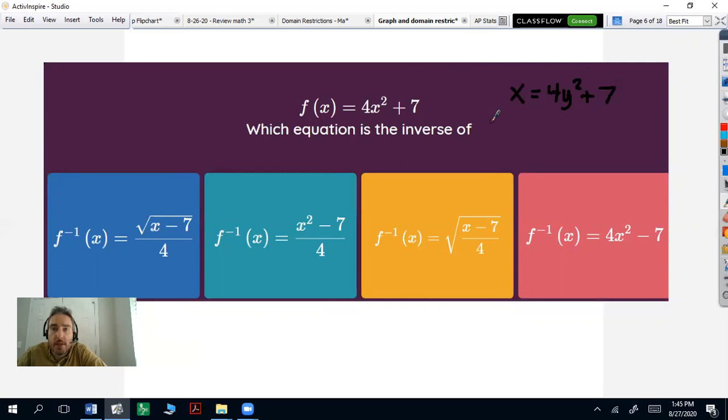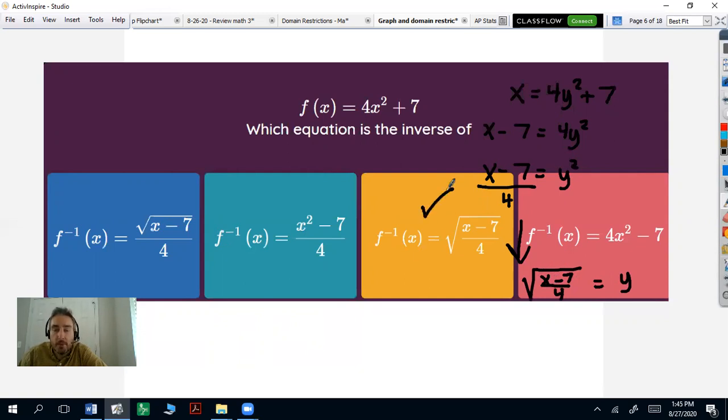So we want to subtract 7 from both sides. So get rid of it over here, make it minus on this side. Then we want to divide by the coefficient in front of the y squared. So that's going to take this 4 off and put it under the x minus 7. When you're finishing that up, you're going to take the square root of both sides. Make sure that the whole fraction gets in the square root, not just the x minus 7. So it's going to be this one.